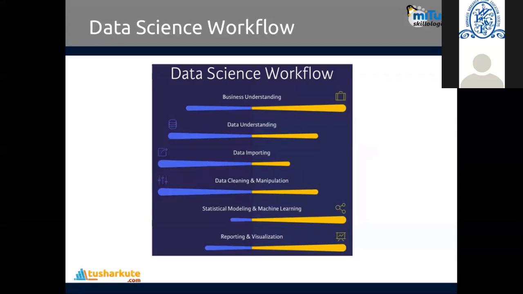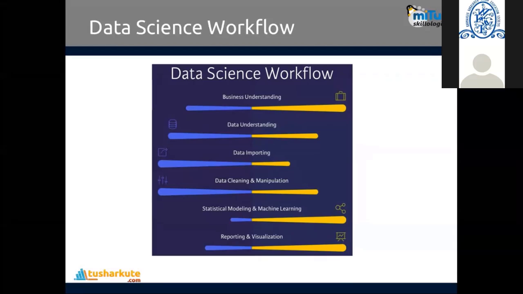Now let's go to the workflow. When projects in data science are created, there are 6 steps undertaken, which are mentioned over here. First is business understanding. Understand for which business the data science project is created. Tomorrow I'll show one small demo of how exactly this project is done and these steps are followed over there. Understand the business for which we are creating the project.